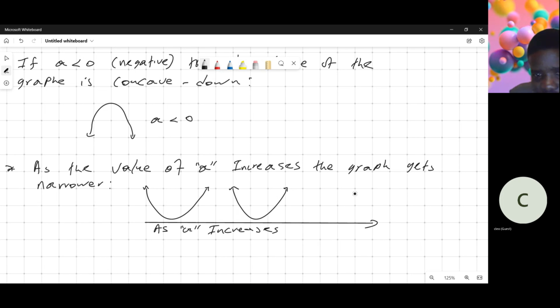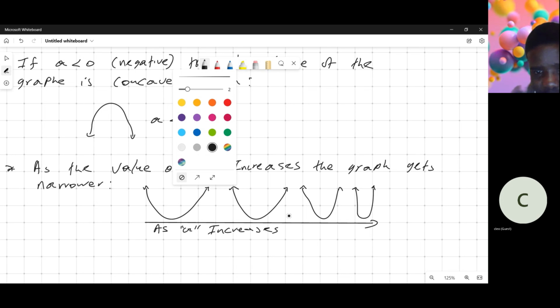Okay. As A increases, you see that it's closing, it's closing, it's closing. The graph is getting narrower. It was broader this side. If you look, as A increases, the narrower the graph.